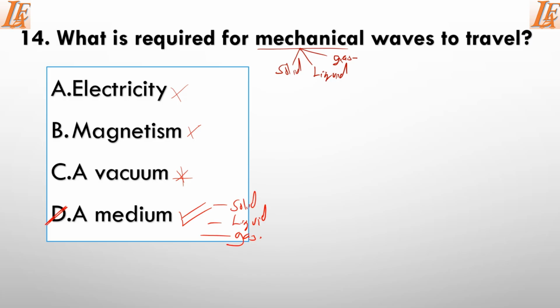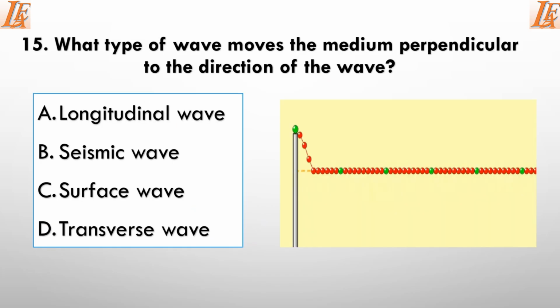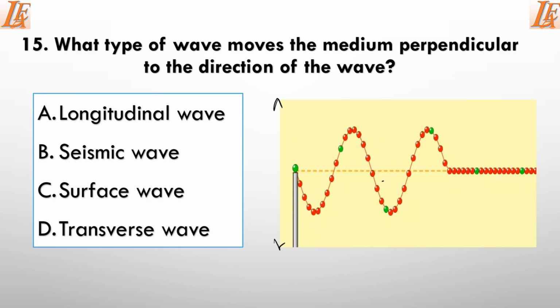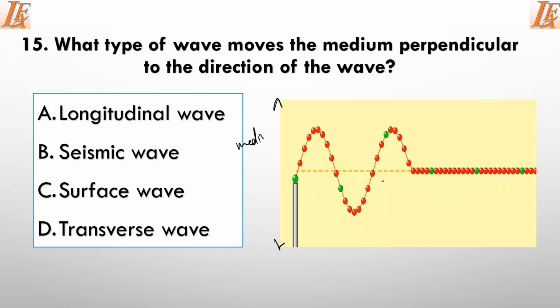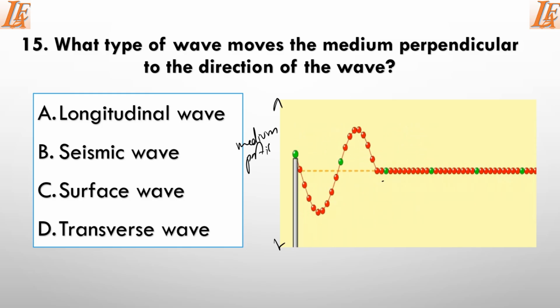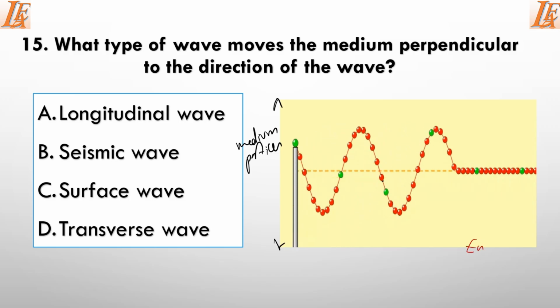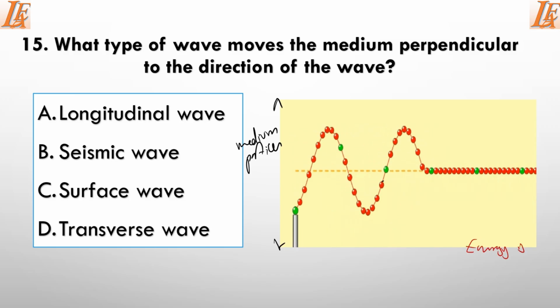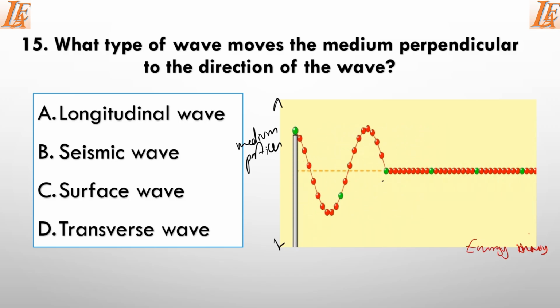Question 15. What type of wave moves the medium perpendicular to the direction of the wave? So before we look at the options given, let's look at the wave that we have here on the screen. In this case, we are moving the medium particles up and down. This is the medium particles, while the wave is moving, or the energy is moving in this horizontal direction.